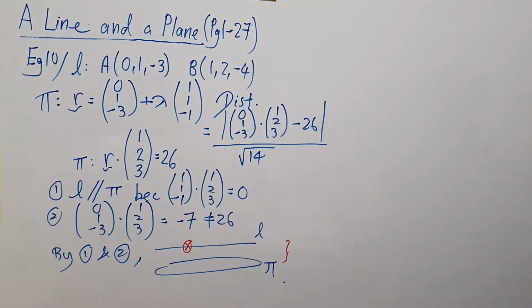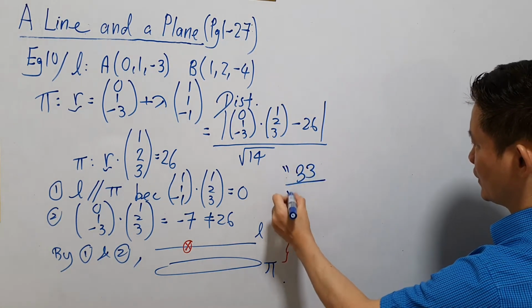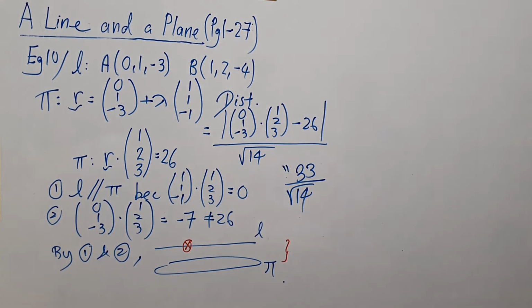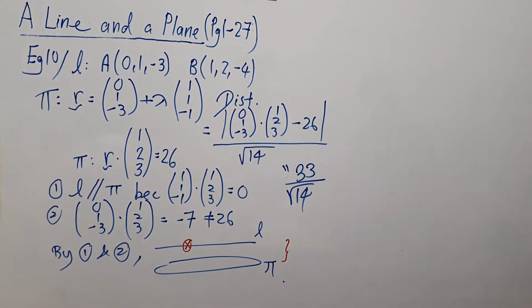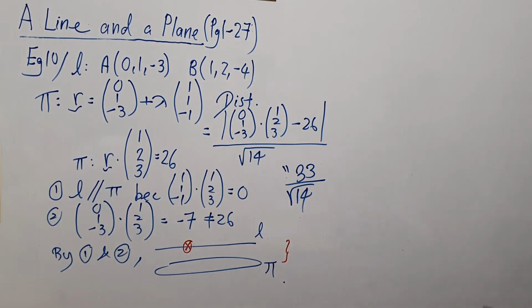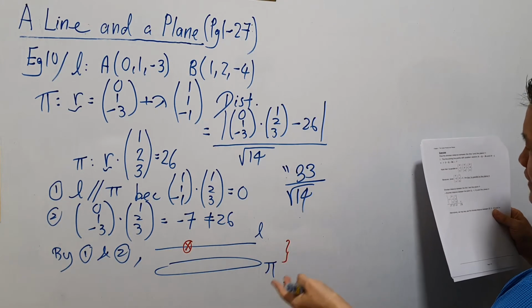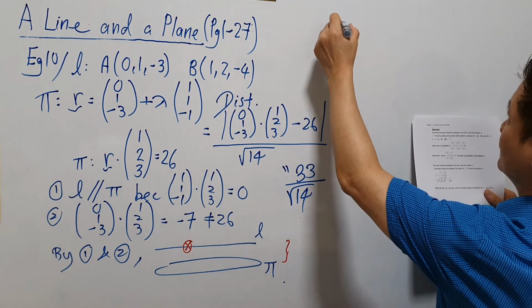So let's do arithmetic. This gives me 33. If you work it out, this gives me 33 over square root 14. This is how you can find the distance between a line to a plane. Of course, the line must be parallel to the plane in the first place. Otherwise, there's no shortest distance to find. If the line is not parallel to the plane, it will meet, and therefore the shorter distance is, if you like to, 0.